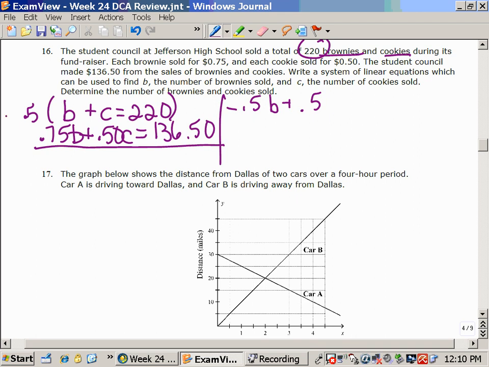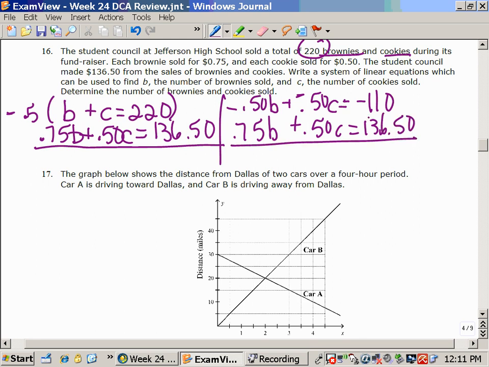If I'm going to distribute by a negative right here, I'm going to change my signs as I go. So negative 0.5c is equal to negative 110. I'm putting a negative 0.5 there so that my c will completely cancel. Leave your second one the same, 0.75b plus 0.50c. I could add the zeros here if you like. And that's equal to 136.50.